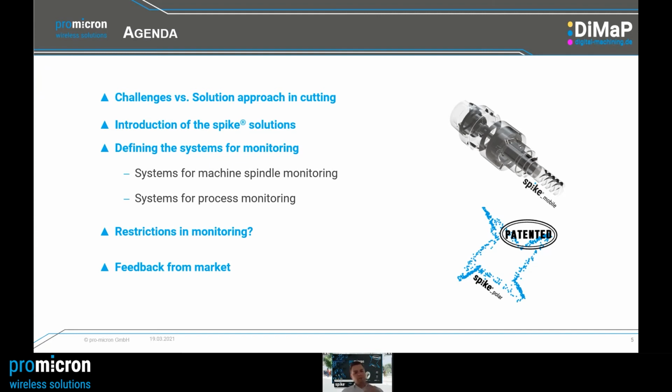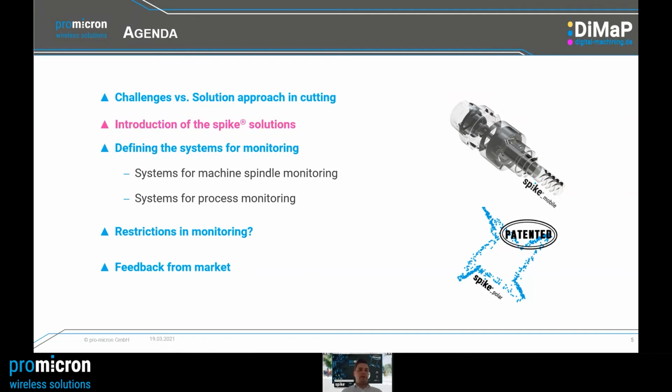At the end, I would show you some examples according to restrictions in monitoring, which many people say. When I just make an example, high sampling rate is needed to detect issues, and some systems do not have it, or we need to implement many tool holders with Spike in production that might be too cost intensive. These are restrictions or discussion points which I would like to discuss with you later on.